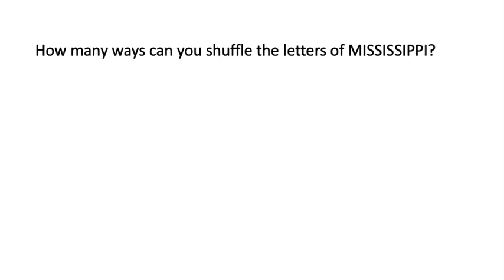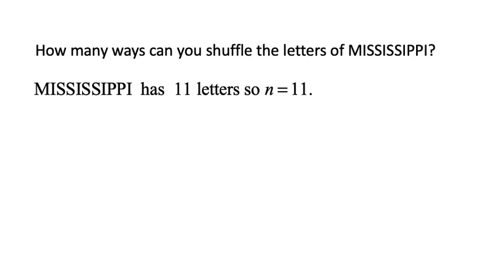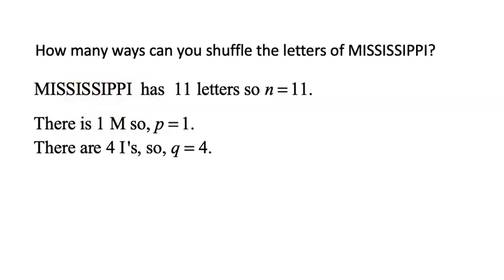And the last thing I want to do in this lesson is find out how many ways can we shuffle the letters of Mississippi. So I need N. How many letters are in this list? Let's count them. 1, 2, 3, 4, 5, 6, 7, 8, 9, 10, 11. 11 letters in Mississippi, so N is 11. Now what are the different letters? M. M is there how many times? Just once. So P is 1. I is there how many times? 1, 2, 3, 4. I is there 4 times, so Q is 4.